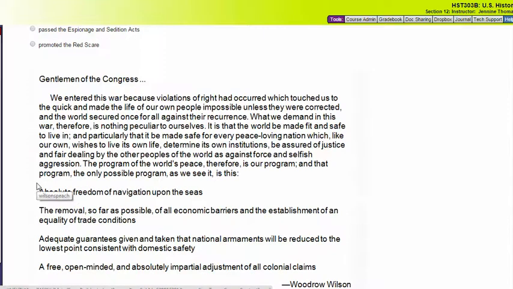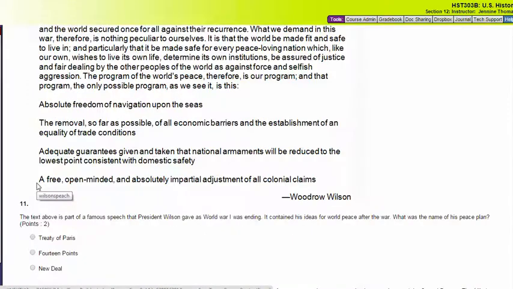In question 11, you're going to use the text above, which is part of a famous speech that President Woodrow Wilson gave as World War I was ending. It contained his ideas for world peace after the war. What was the name of this peace plan? Was it the Treaty of Paris, the 14 Points, or the New Deal?